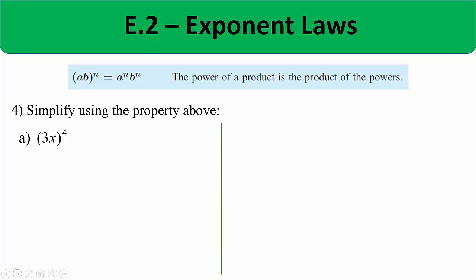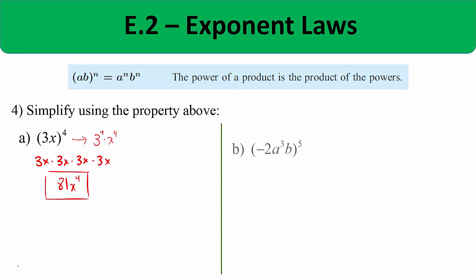The fourth law has to do when you have a product that is raised to an exponent. Let's look at this example to understand why it works. 3x to the power of 4 is 3x times 3x times 3x times 3x. So in essence, we have 3 raised to the power of 4 and x raised to the power of 4. 3 times 3 times 3 times 3 is 81, and then x to the power of 4. So the shortcut is we could raise each of these to the power of 4. 3 to the power of 4 times x to the power of 4, and we would get the same final answer. So let's look at another example.